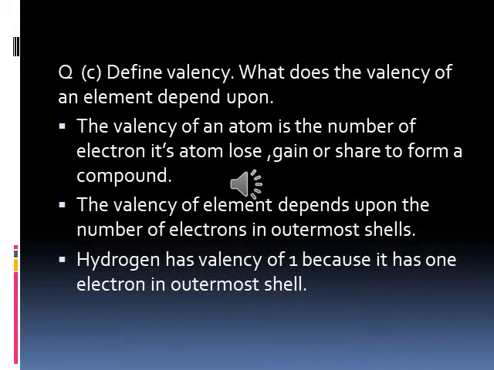Question number 3. Define valency. What does the valency of an element depend upon? The valency of an element is the number of electrons an atom loses, gains or shares to form a compound. The valency of an element depends upon the number of electrons the element has in its outermost shell. Hydrogen has valency of 1 because it has only 1 electron in outermost shell.